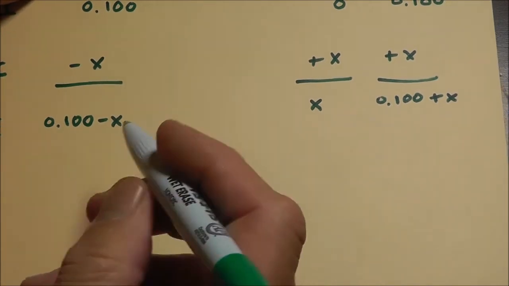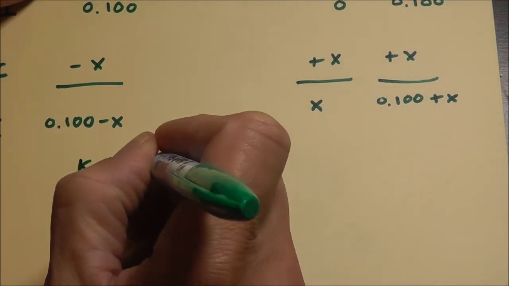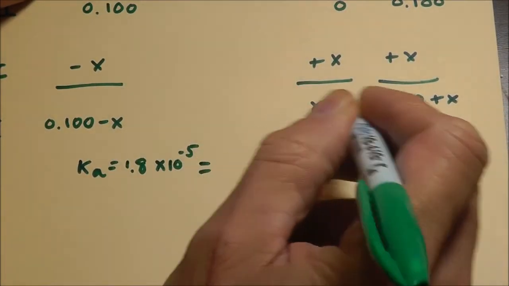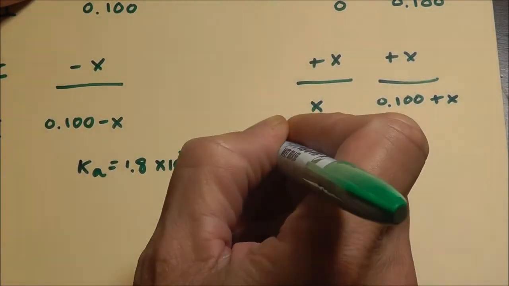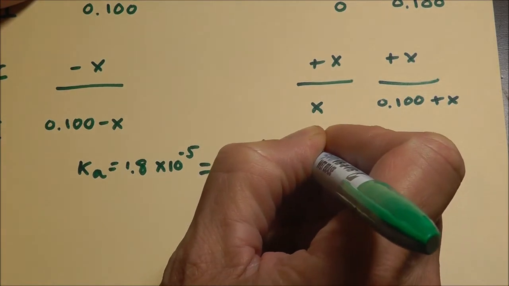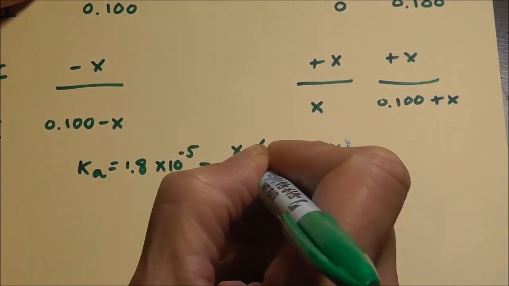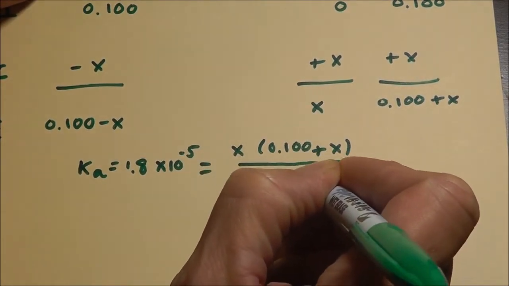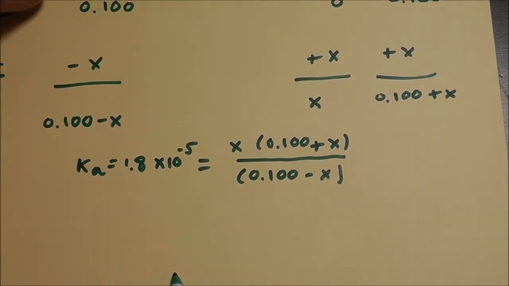Now what does that mean? Ka equals 1.8 times 10 to the minus 5, which is going to be products over reactants. So x times 0.100 plus x, divided by 0.100 minus x. Uh-oh, we're in trouble, folks. That's going to be messy, messy, messy.